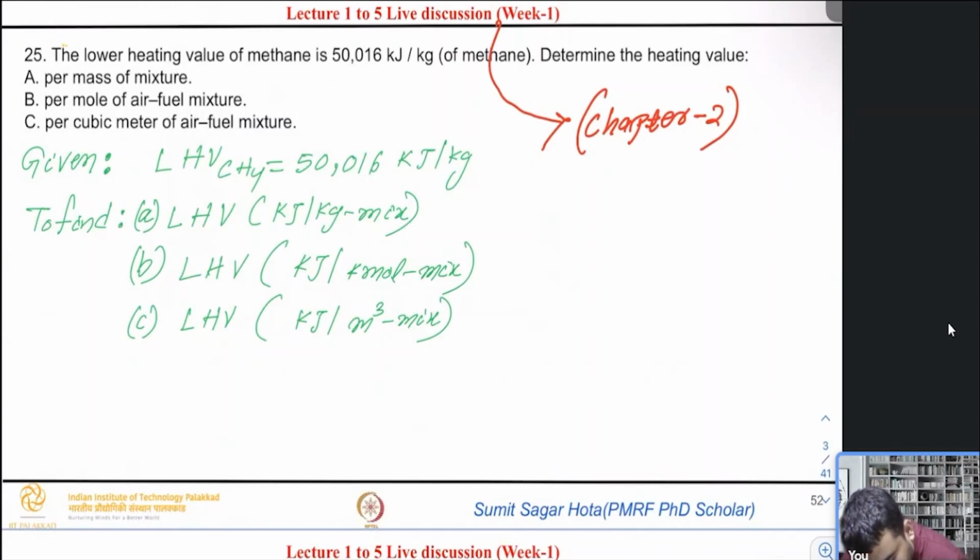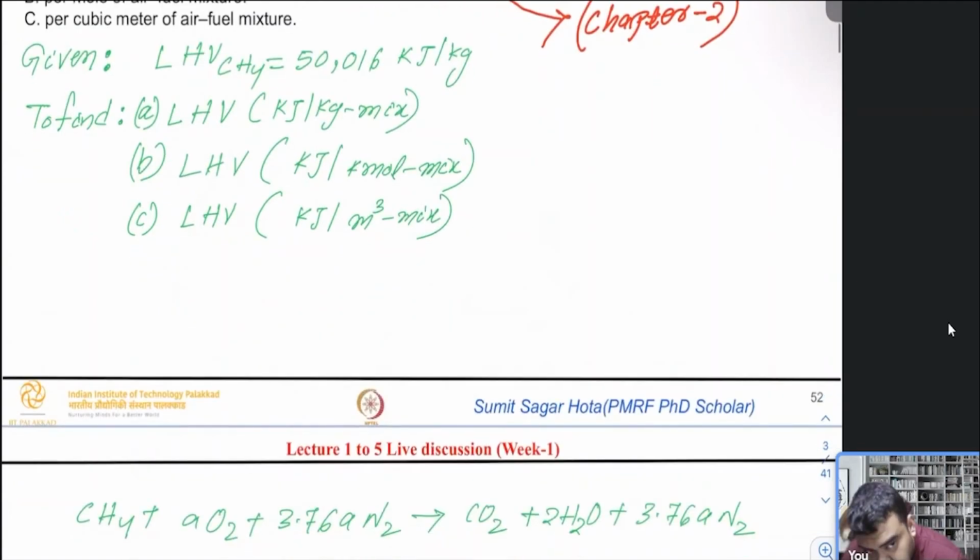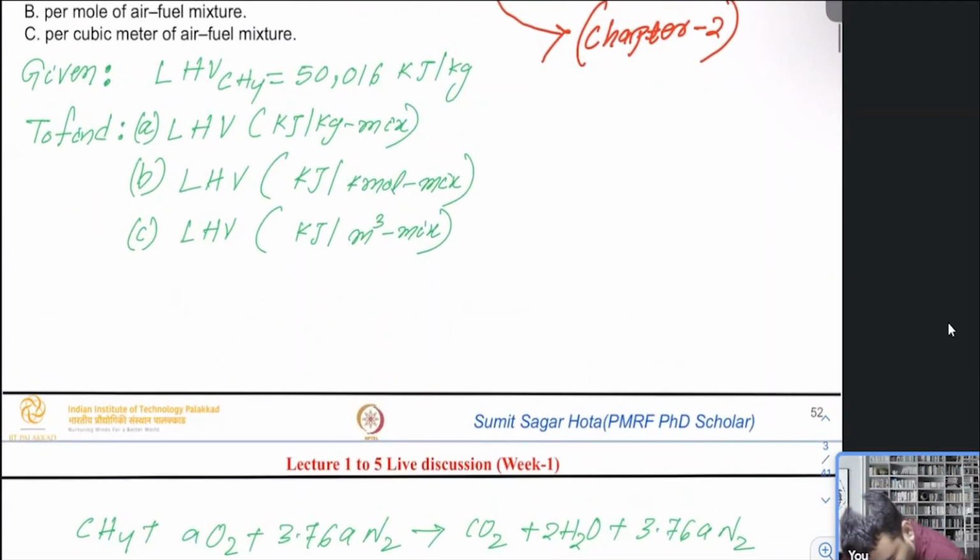50,016 kilojoule per kg. Determine the heating value per mass of the mixture, per mole of the air fuel mixture, per cubic meter of the air fuel mixture. Now you can see I just write down what things are given, then I write down what things are to find out, which are LHV in kilojoule per kg of the mixture, kilojoule per kilomole of the mixture, and kilojoule per meter cube of the mixture.